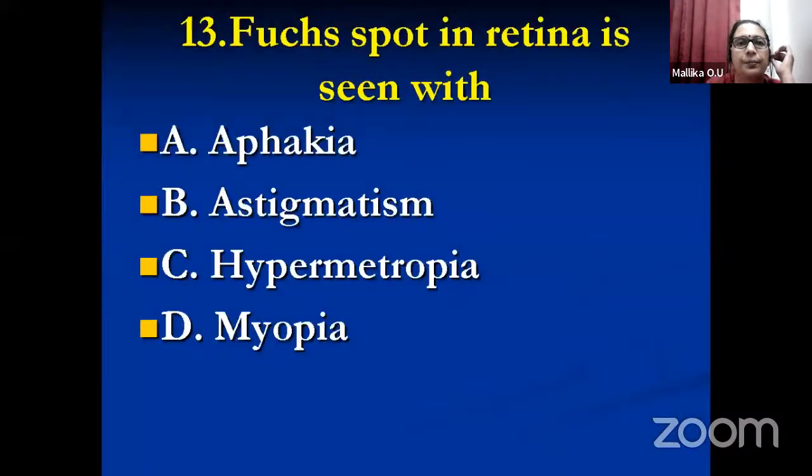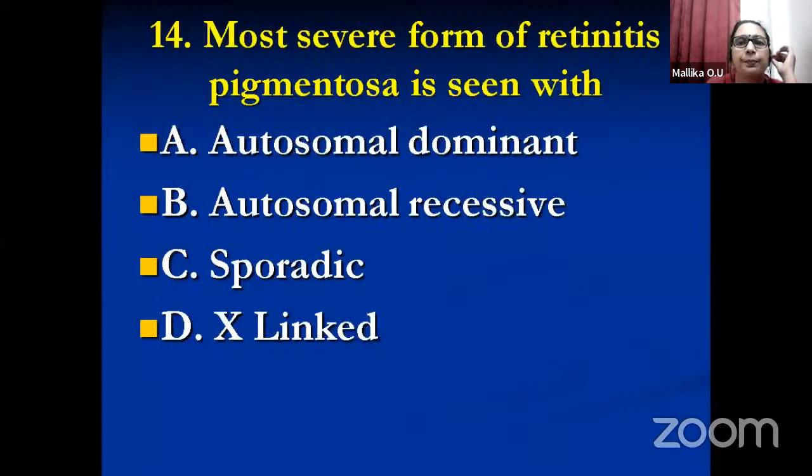Indocyanine green angiogram. Fuchs spot in the retina is seen in the refractive error, high myopia. It is otherwise called a Foster Fuchs spot, seen in the macular region in patients with high myopia. Most severe form of retinitis pigmentosa is seen with an X-linked inheritance, X-linked recessive. Okay, so that is the end of my class. 4 classes are over, and I think only a few classes are remaining.